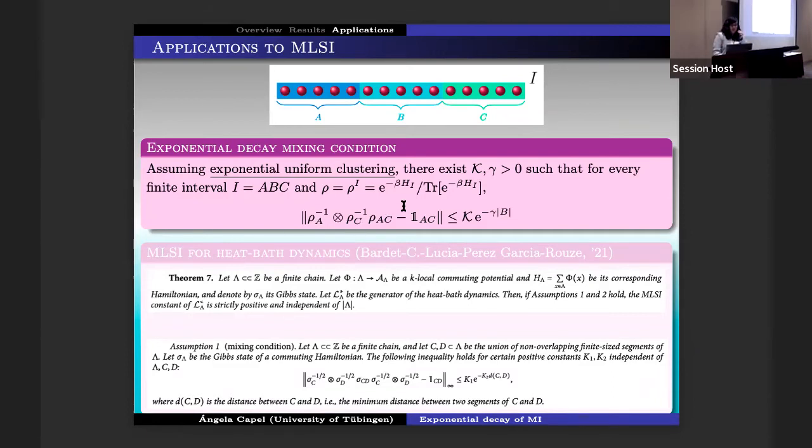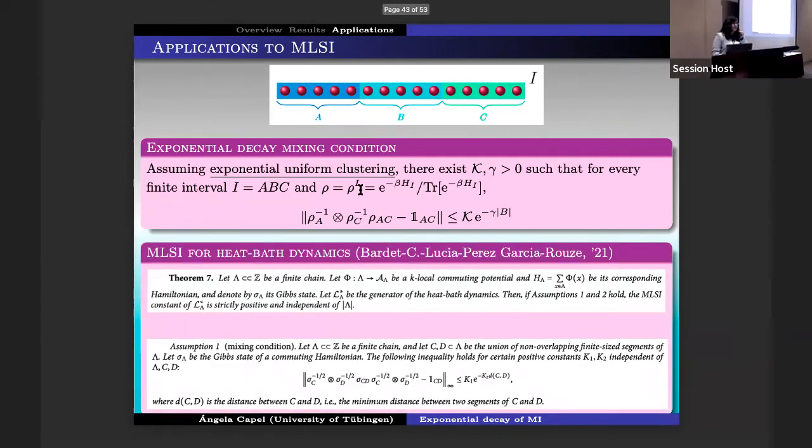And the thing is that this quantity is something that had appeared to us a couple of times before in the context of proving modified logarithmic Sobolev inequalities. So actually, in a paper in 2021 with a bunch of collaborators, what we proved was that if you assume that this condition holds, so that you have some exponential decay with the distance between two systems, and you assume something else, then you have a positive modified logarithmic Sobolev inequality for the heat dynamics.